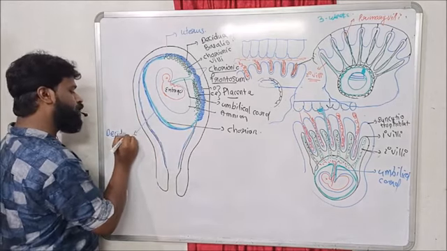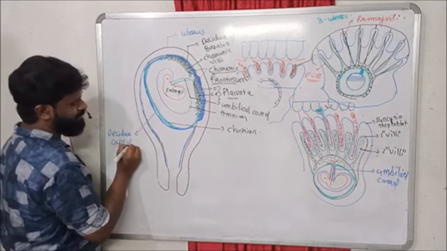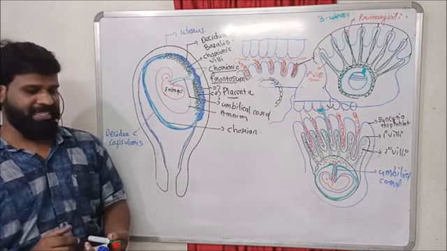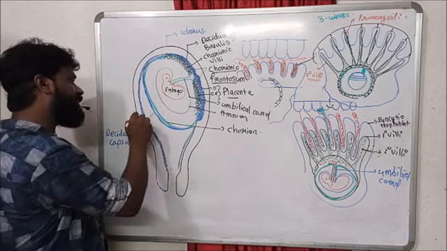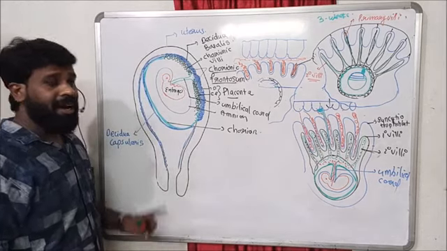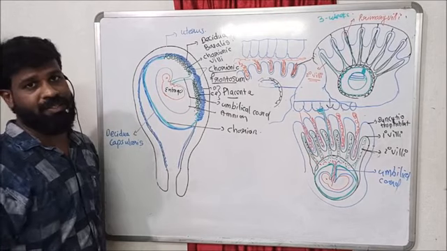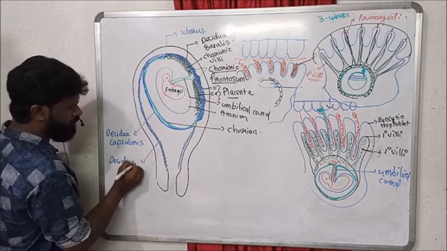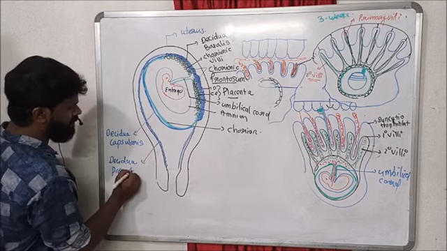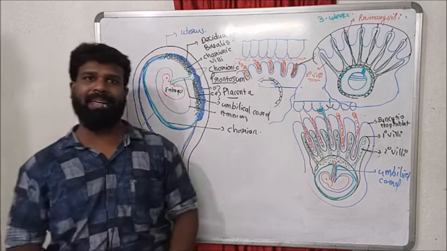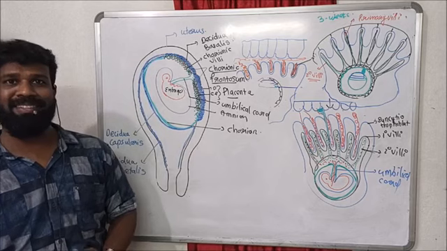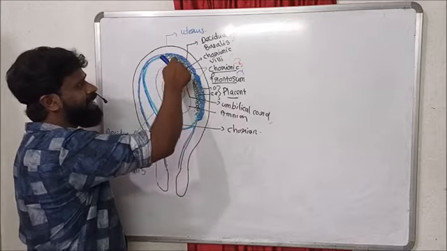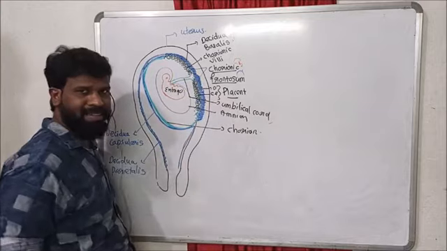This decidua is called decidua capsularis. And this part is also decidua, an extension from this decidua, and it is not involved in the fetal portion. This decidua is called decidua parietalis. So this is the placenta, where the decidua basalis along with the chorionic frondosum is called the placenta.